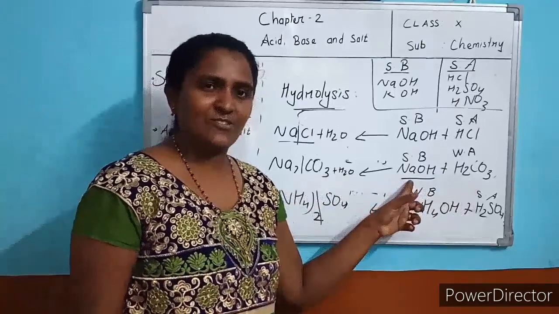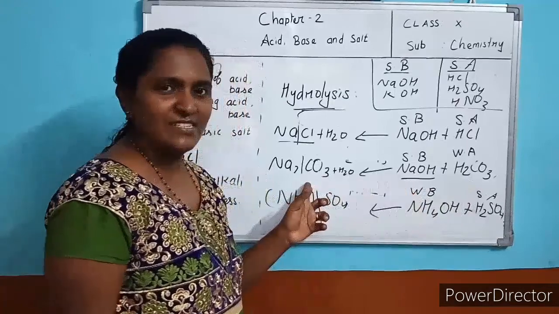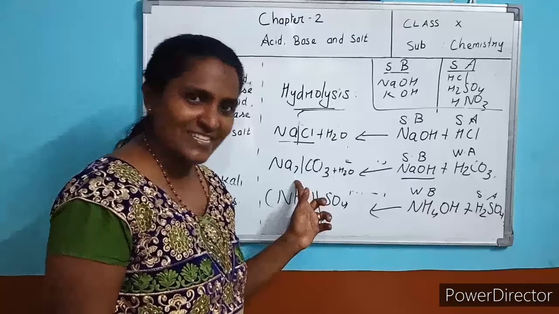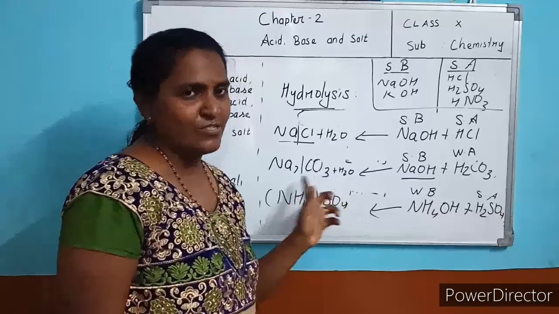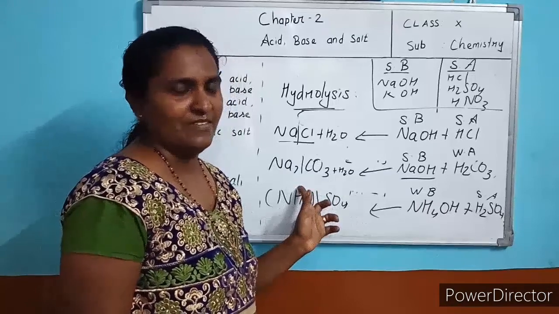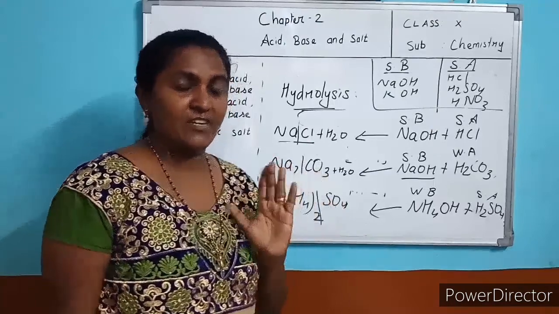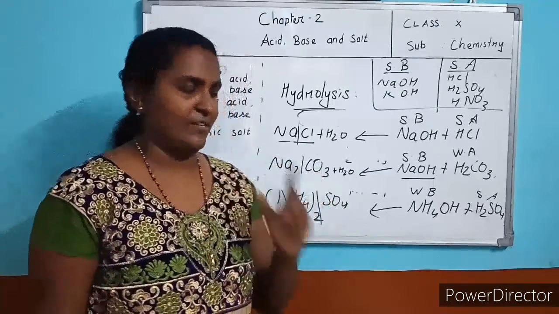And the second salt, who is strong? The base is strong. So what is the nature of the solution? Basic. The salt formed is a basic salt, and the solution is a basic solution. Understood? And if it is basic, the pH reading shows more than 7.